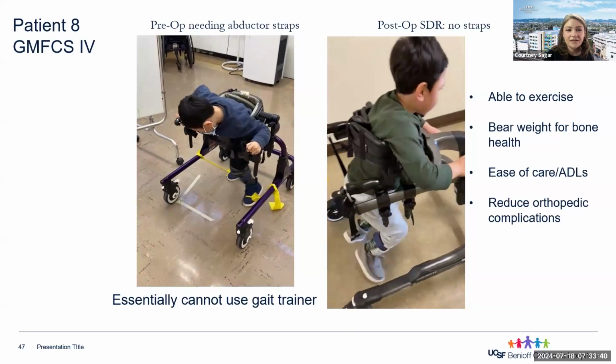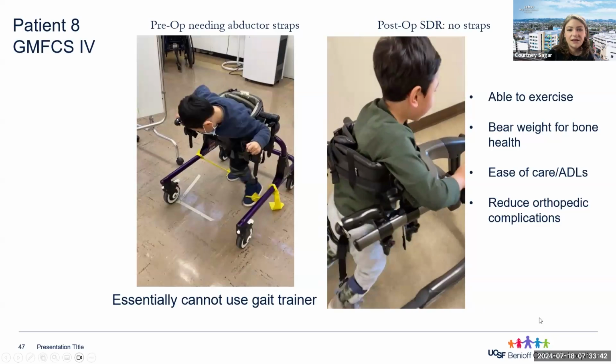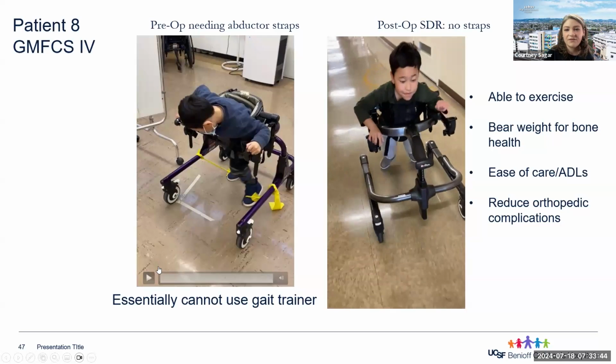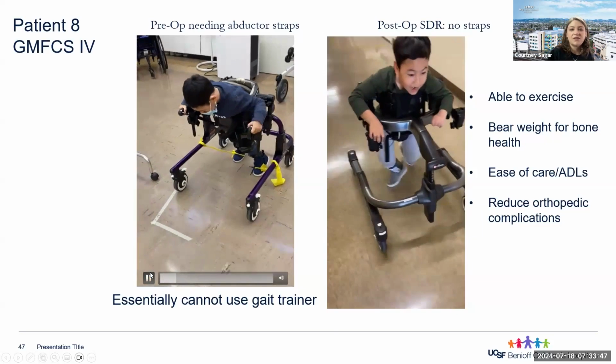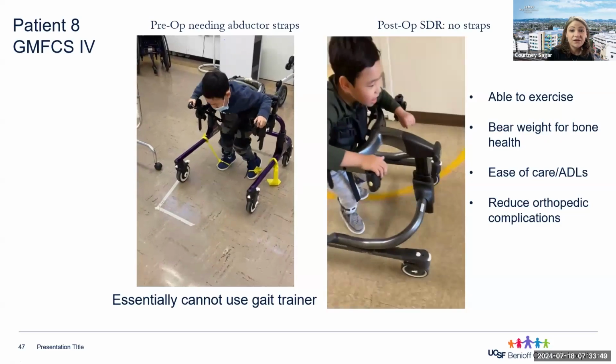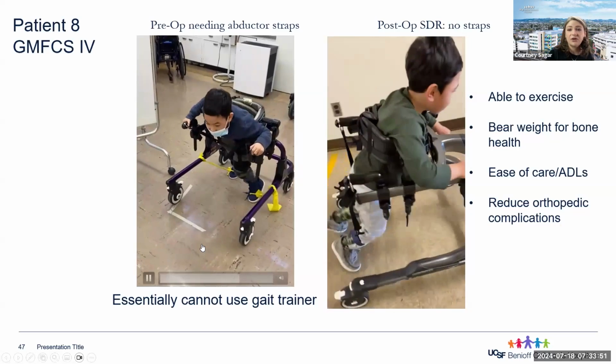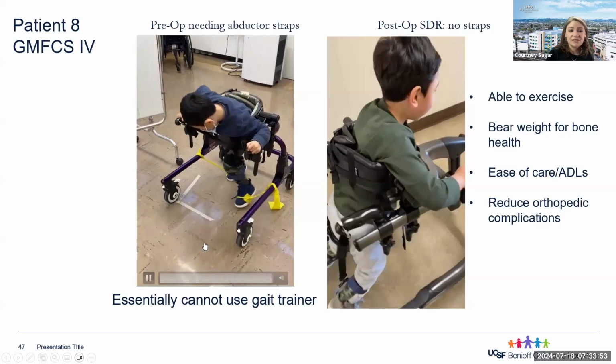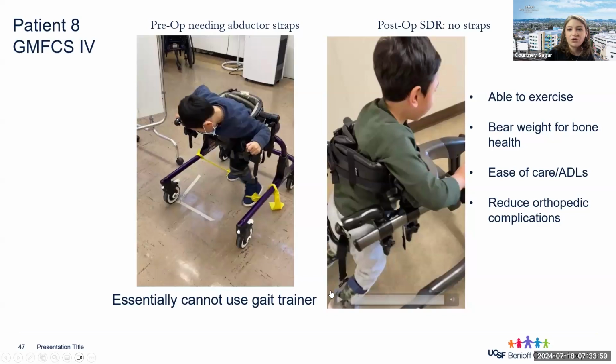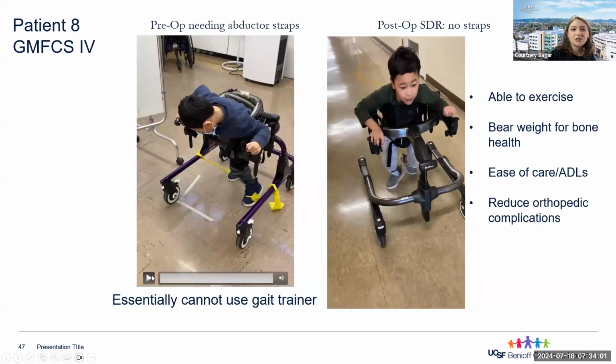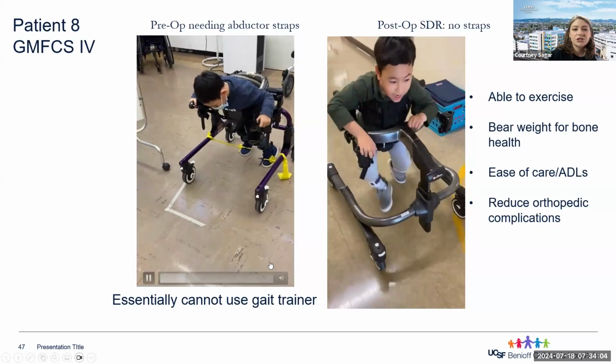And the other thing I think to point out with him is that you can't see it in this video, but you can kind of imagine how much more comfortable it is throughout the day for him to just exist. Doing cares for him, including bathing and dressing and diaper changes, now that his legs can open up is substantially easier for the family. And he's also able to prevent future orthopedic complications due to contractures with the decreased tone in his lower extremities.